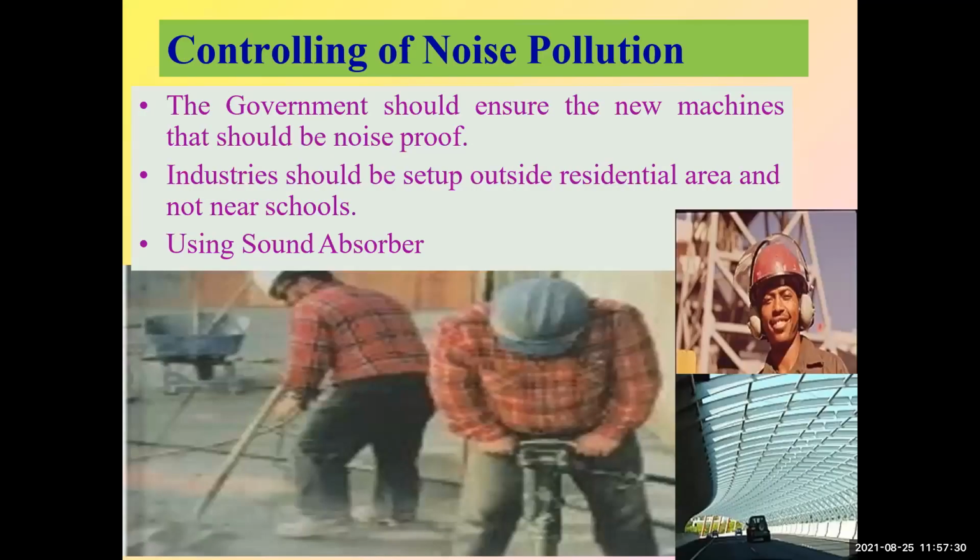Now, controlling noise pollution. How to control noise pollution? The government should ensure that new machines are noise proof. Industry should be set up outside residential areas and not near schools. You see, the industrial area is always far from the cities and schools, and near the residential area. Also use sound absorbers. For example, in a restaurant or an auditorium hall, soundproofing material is used, so that sound does not go out of the room.